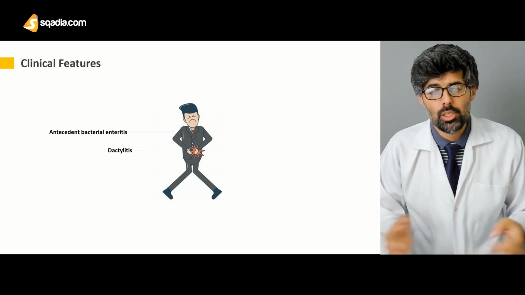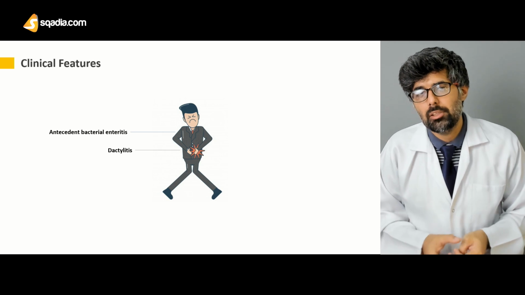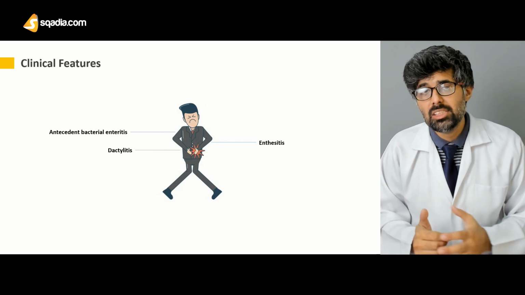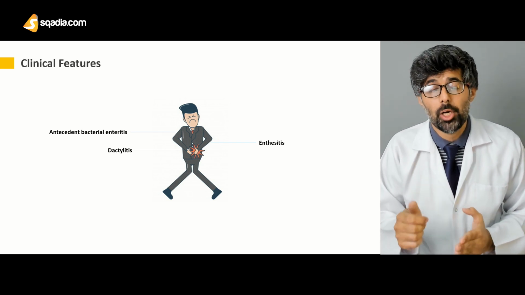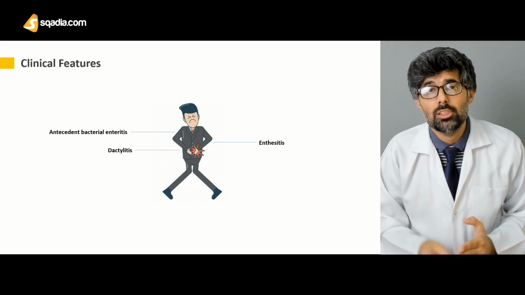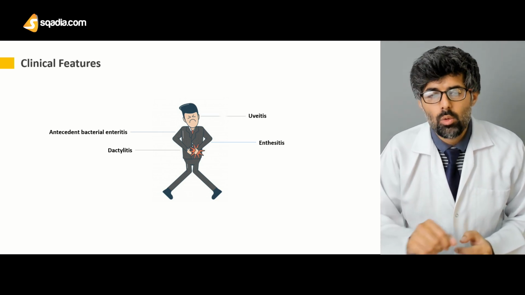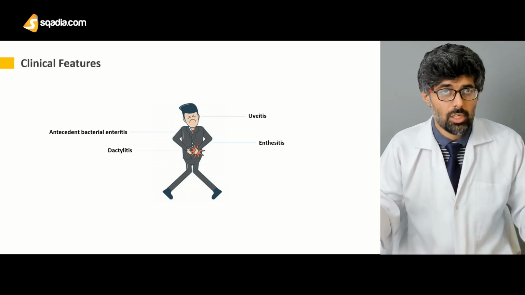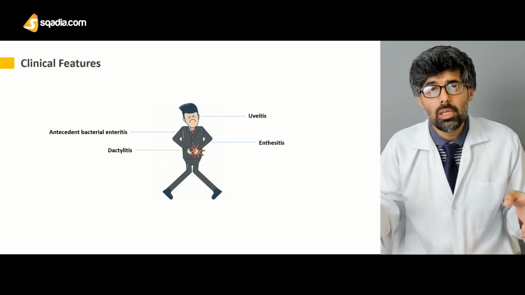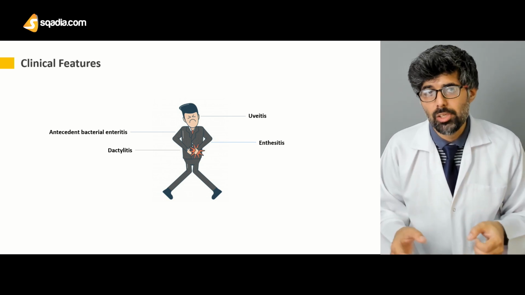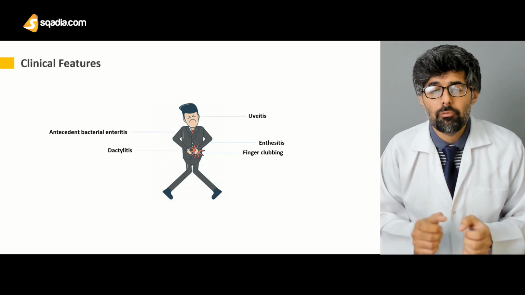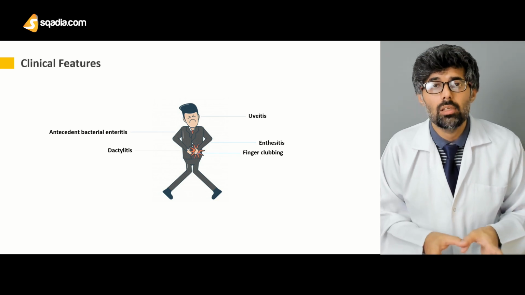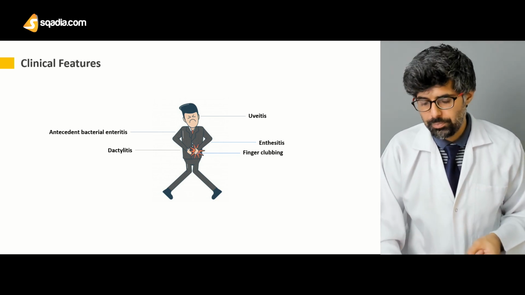Then we have history or even the presence of dactylitis. The patient has inflammation of the fingers. Then the enthesitis, that is the inflammation of the point where the ligaments and the tendons join the bone. We have uveitis, that is the inflammation of the uvea, the area between the iris and the ciliary body. It is usually of the anterior uveitis type. Then we have finger clubbing. Now, finger clubbing is very characteristic of enteropathic arthritis and inflammatory bowel disease.